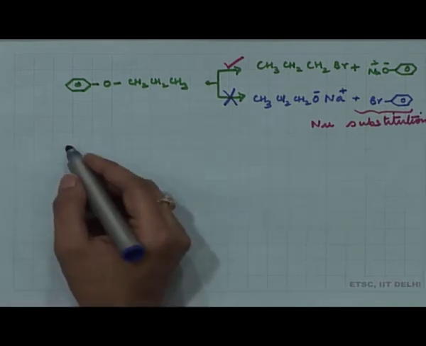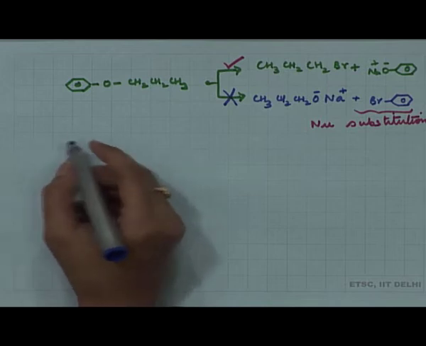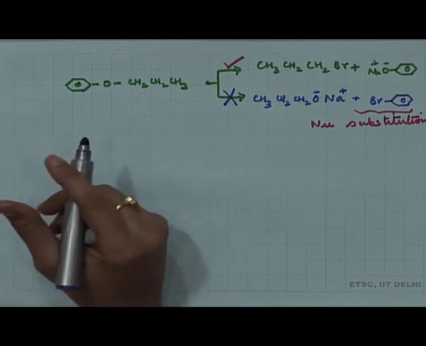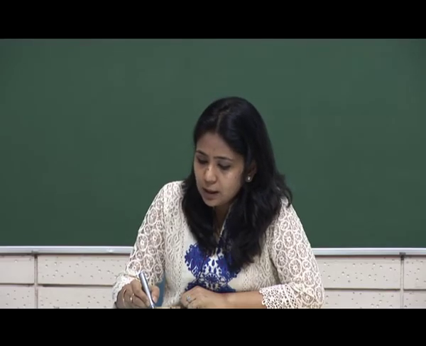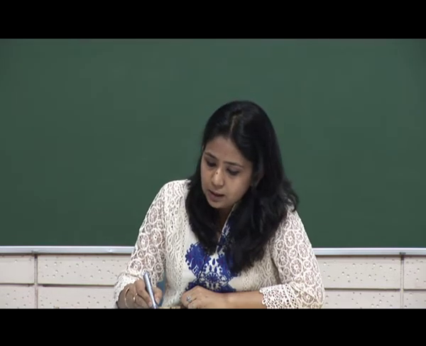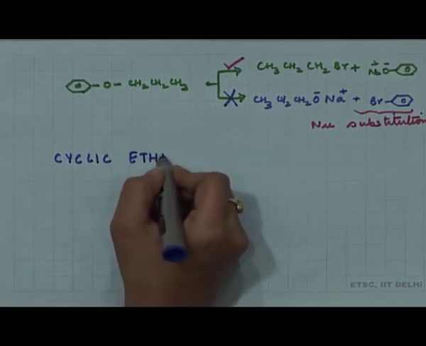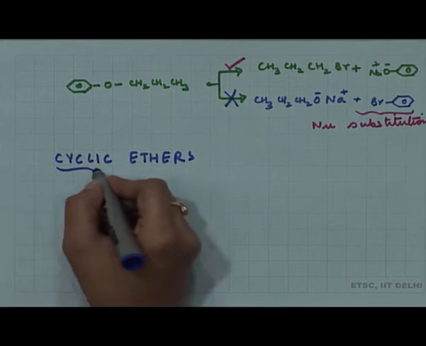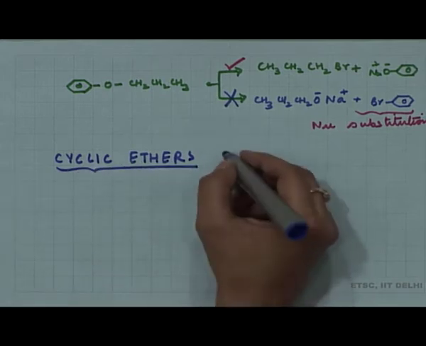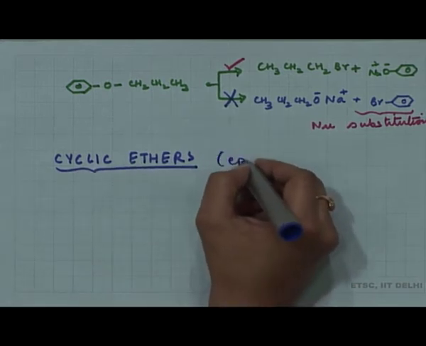We move on to the other class of ethers. So far we have talked about the non-cyclic ethers like your dialkyl ethers or the aryl alkyl ethers. Let us see how cyclic ethers behave in terms of their synthesis, or what are the general methods for preparation of cyclic ethers, which are also called epoxides.